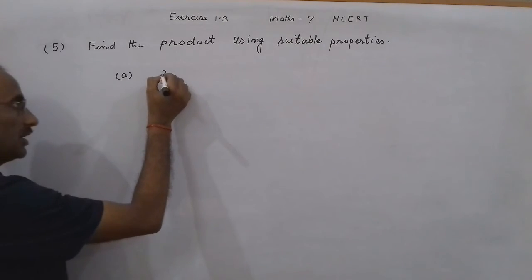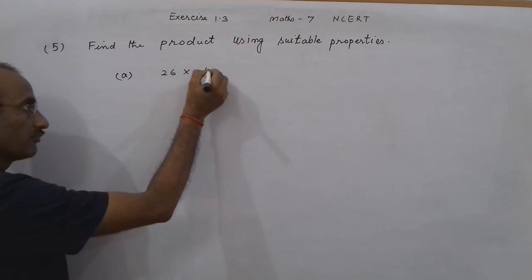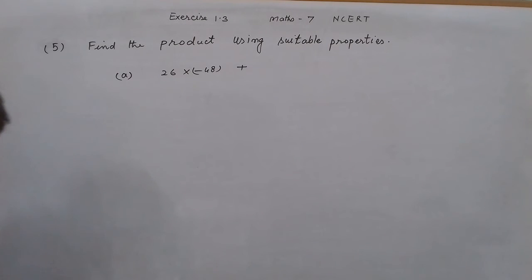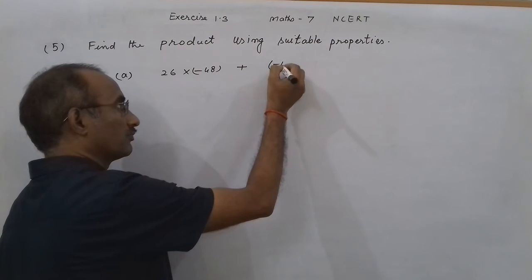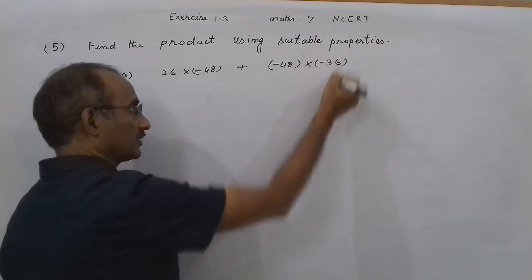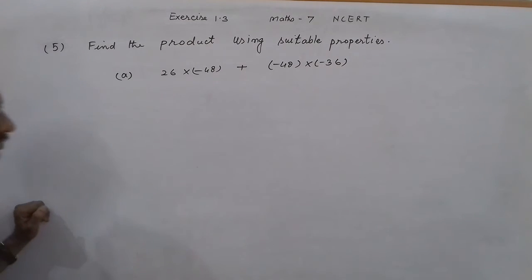26 multiplied with minus 48 plus minus 48 multiplied with minus 36. So it can be calculated using distributive property and using commutative property.